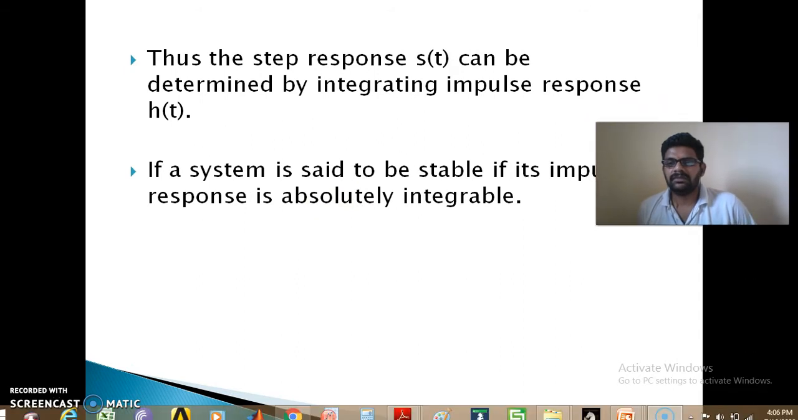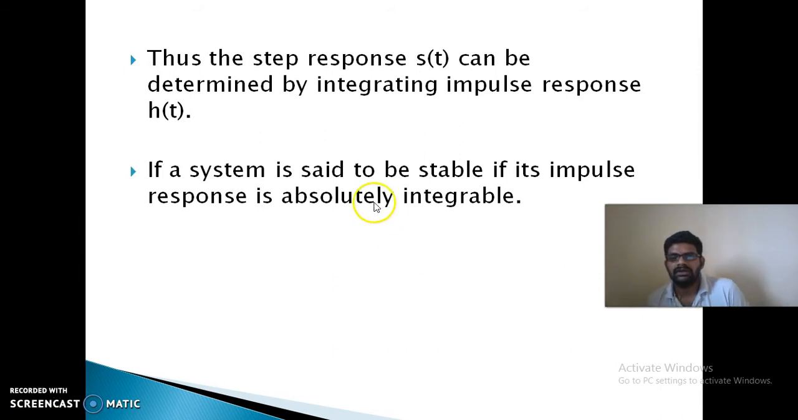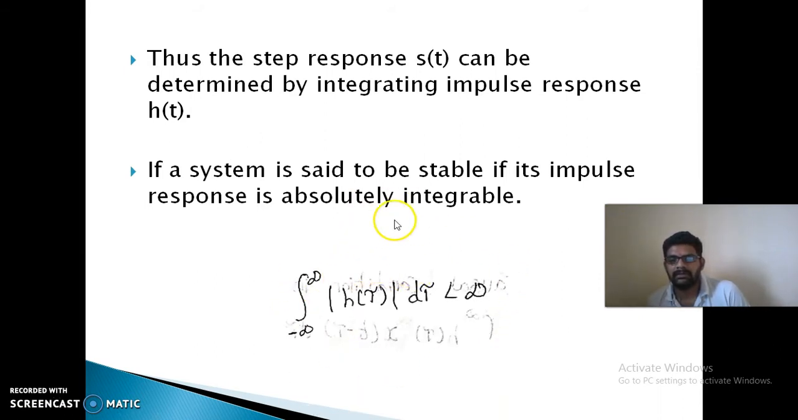The system is said to be stable if the impulse response is absolutely integrable. The stability of a system can be defined by observing the impulse response. If the integral from minus infinity to plus infinity of the magnitude of h of tau is less than infinity, that is, it is absolutely integrable, then the system is said to be stable. If it is not a finite value, then the system is unstable.